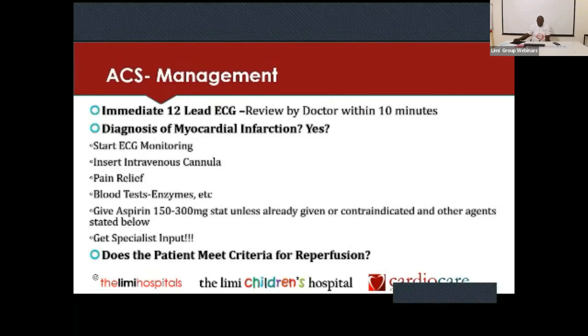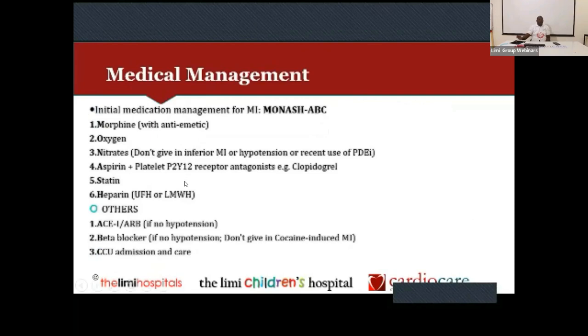Then other agents that you need to give: oxygen, if the patient is desaturating, that is, if the SpO2 is less than 90%, according to guidelines, some say 92%. If the patient is not desaturating, if the oxygen saturation is greater than 92%, there is no need to give oxygen. Even in that condition, giving oxygen can be harmful to the patient.